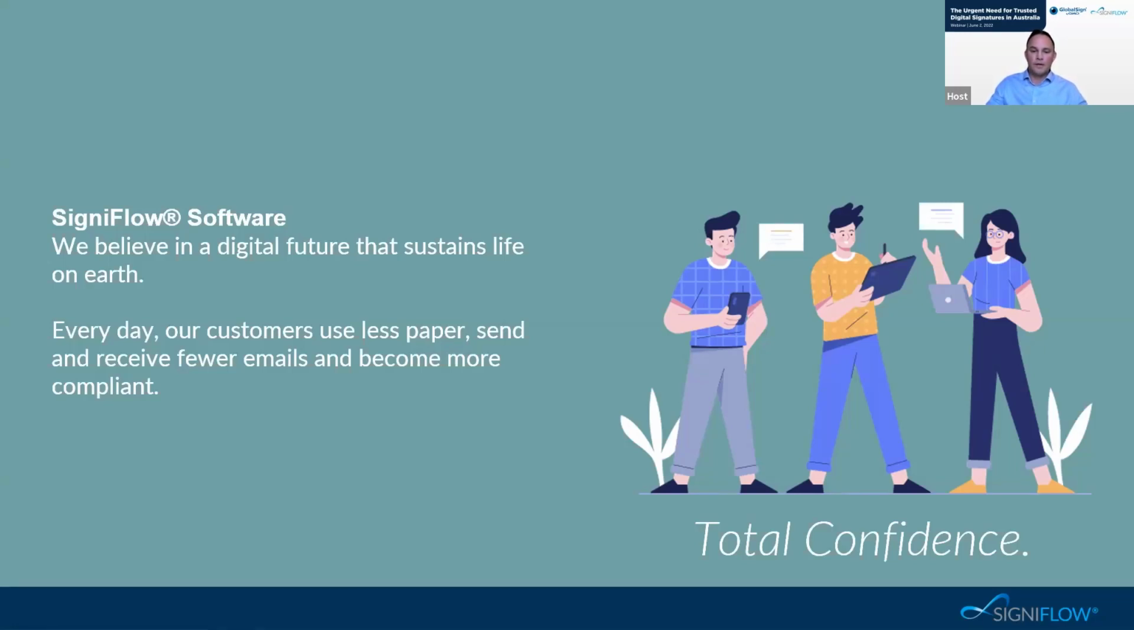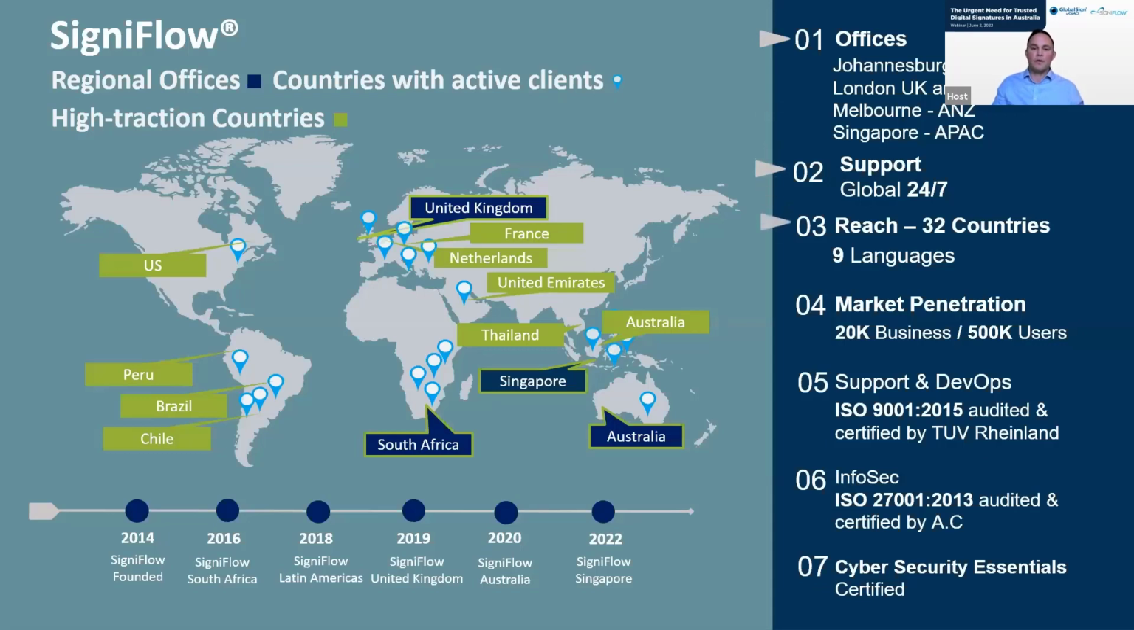Next, I'm just going to give you a bit of an overview of Signalflow, who we are. We're a global company. We're headquartered in the United Kingdom. We've got offices in Johannesburg, in Melbourne, Australia, as well as in Singapore. All of our clients and partners benefit from 24/7, 365 days a year support. We serve about 32 countries globally. The platform is in 11 languages.